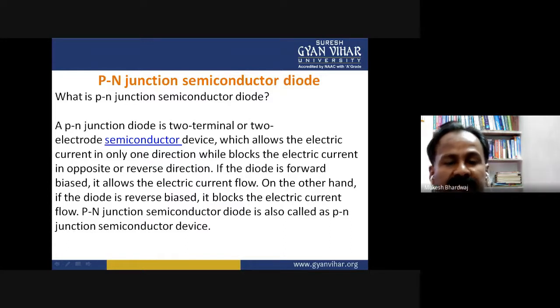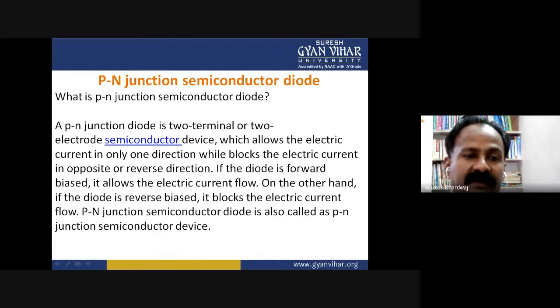Now, PN junction semiconductor diode. What is a PN junction semiconductor diode? A PN junction semiconductor diode is a two terminal or two electrode semiconductor device which allows the electric current in only one direction while blocking the electric current in the opposite or reverse direction. That means it behaves like a valve.